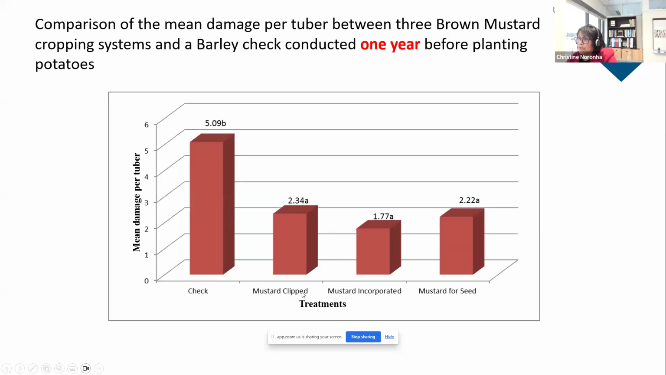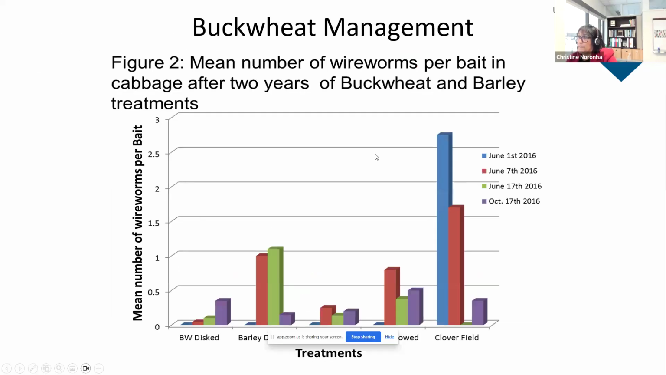And what did we find? We found that for the mustard and the buckwheat, it didn't matter. For the mustard, it didn't matter if it was mowed or incorporated, or produced seed. We still got significantly lower damage as compared to the barley check. We looked at buckwheat, the same thing, and it didn't matter if it was disked or if it was mowed.